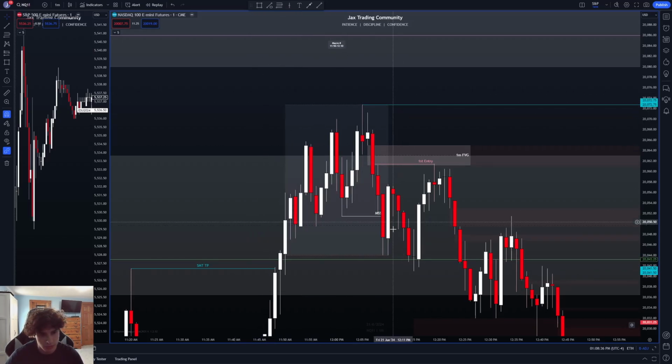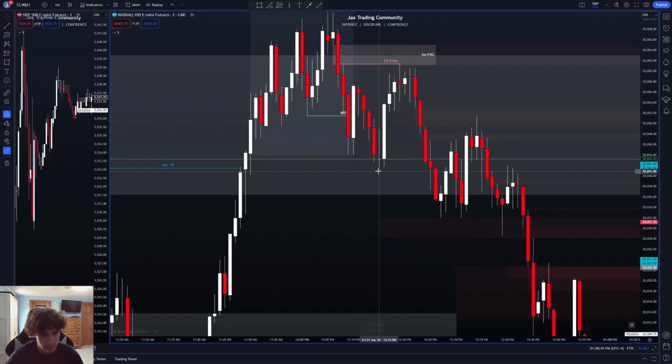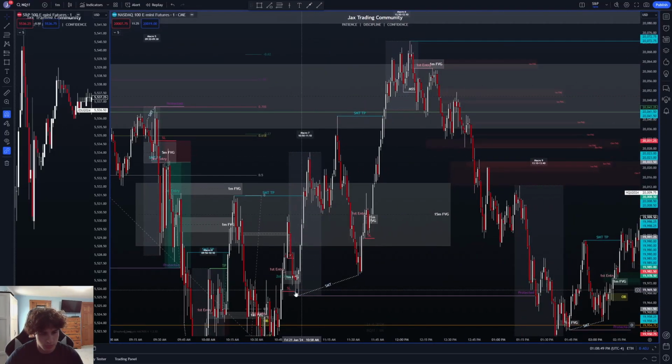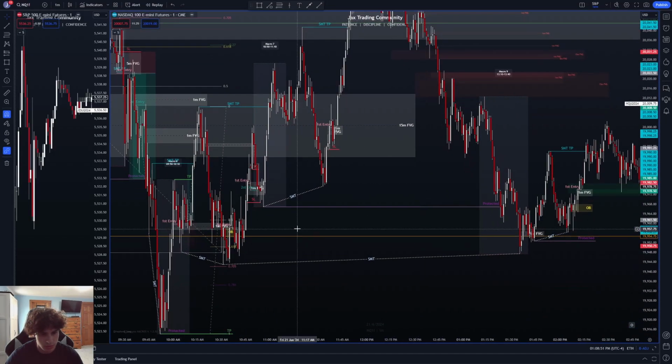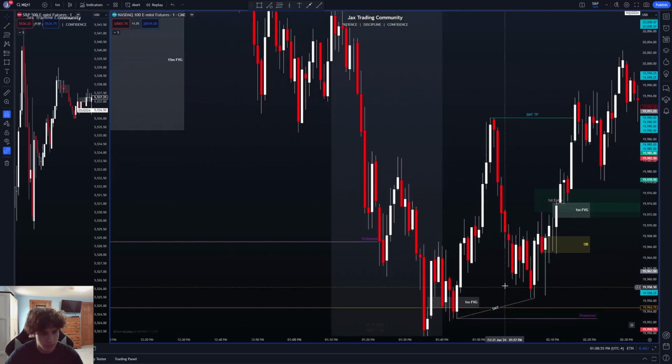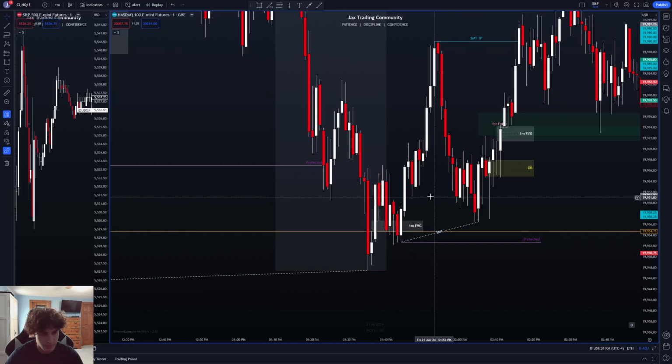But uptrend, we break this, we come up, tap into a premium array fair value gap, and that's where we barely tap into, and then we come down, take out these lows, and we actually reverse the entire move to head down to these recently protected lows. And then we form an SMT right here. So from this SMT, we have displacement up, a fair value gap tap.